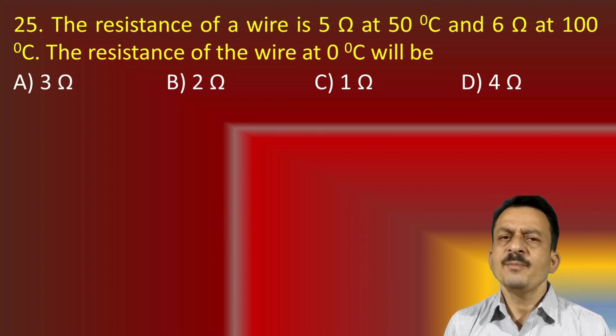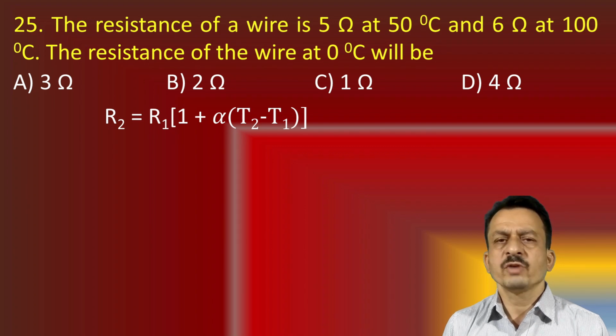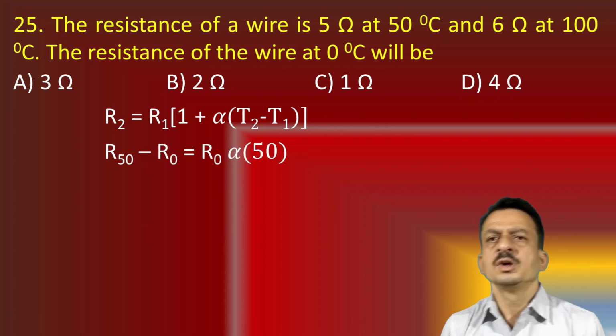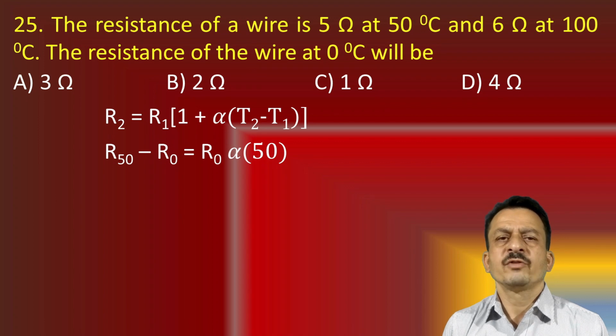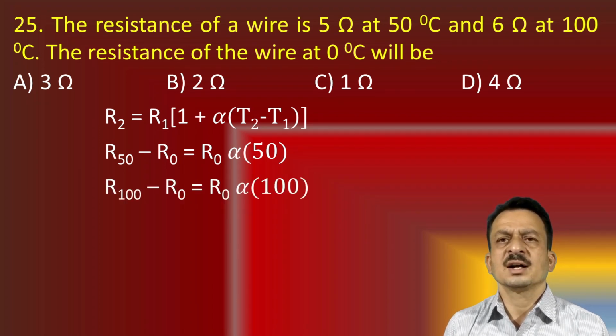Or we can work it out with the help of a calculation also. Now R2 is equal to R1 into 1 plus alpha into T2 minus T1. This is one formula. Substituting the first case, R50 minus R0 is equal to R0 into alpha into 50. And also R100 minus R0 is equal to R0 into alpha into 100.